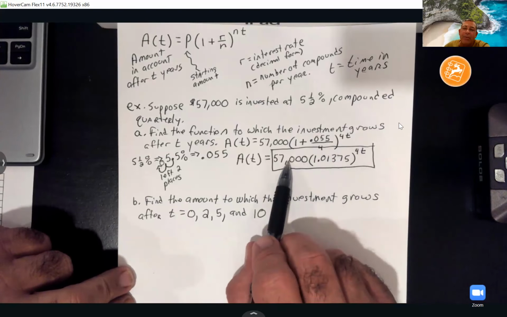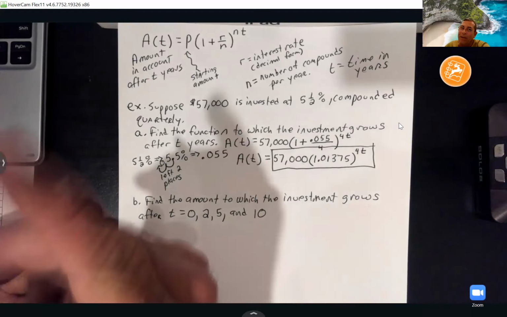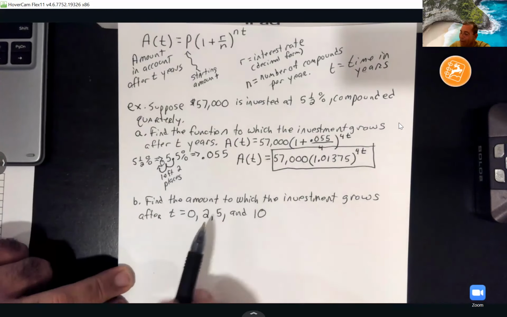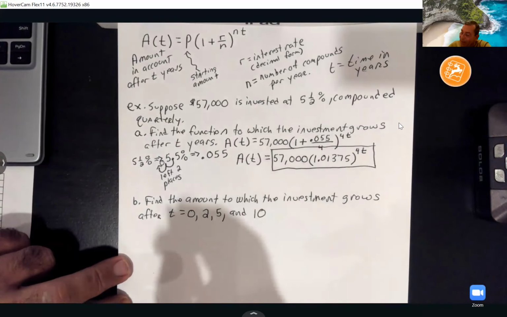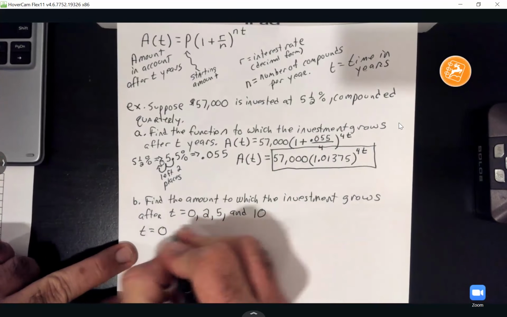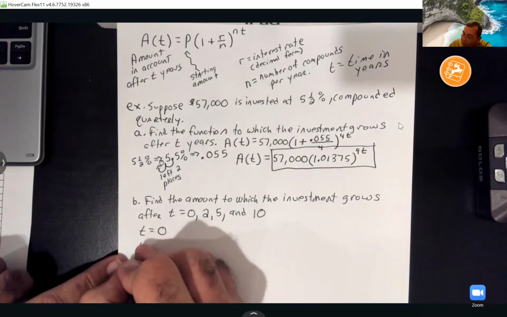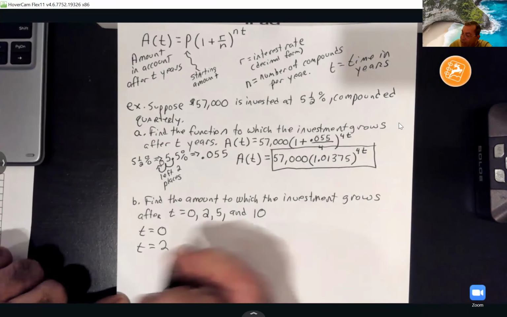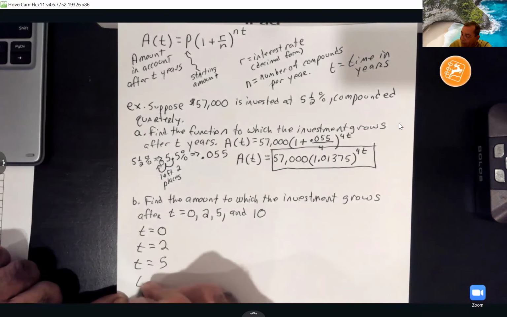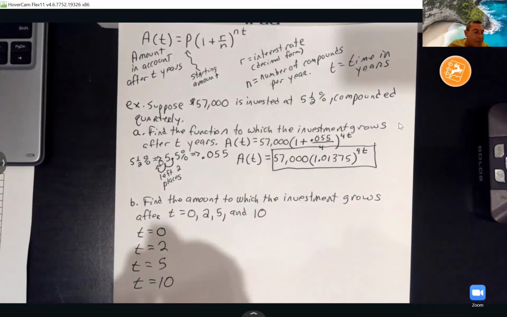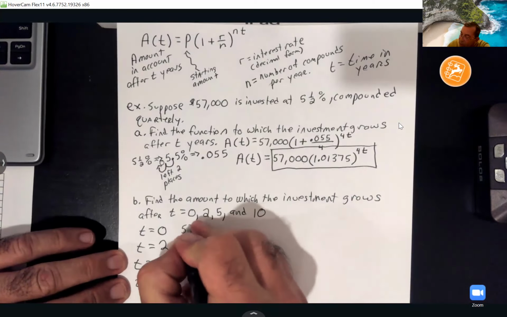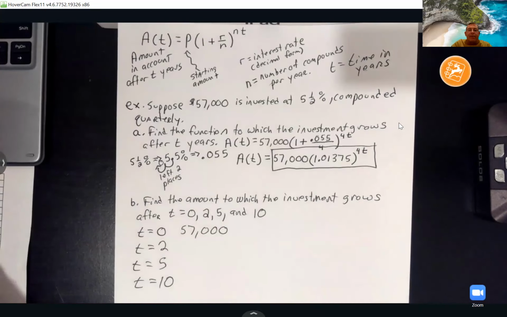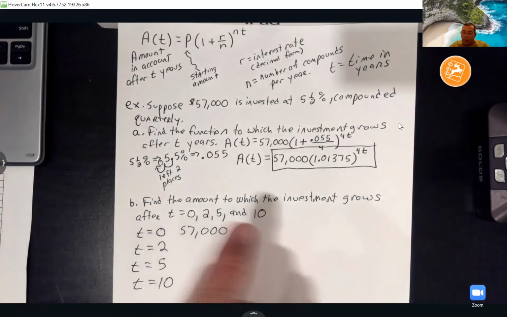And 1 times 57,000 is 57,000, right? Well, if T is 0, no time has passed. So you better have what you started with, right? All right, y'all. So we know what we're going to get now when T is 0. Now, these we have to round to the nearest dollar. So no decimal places, okay? So y'all done told me this one equaled 57,000.